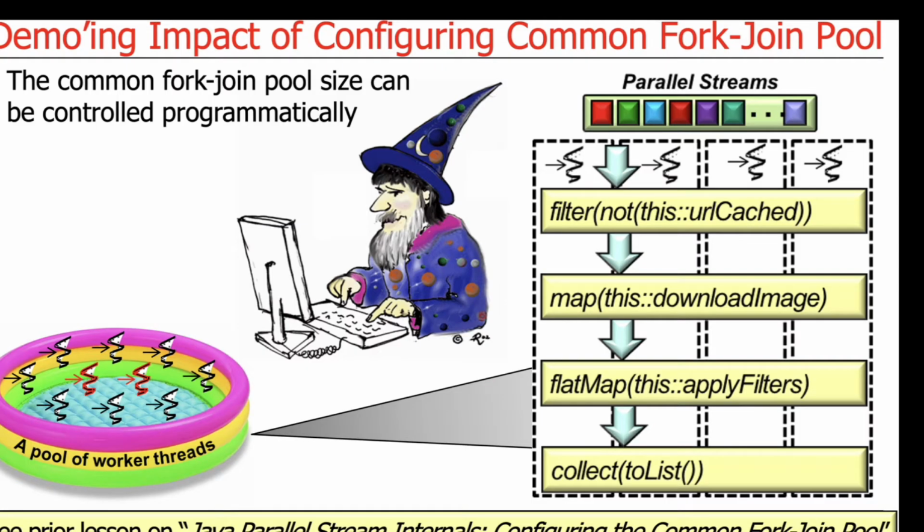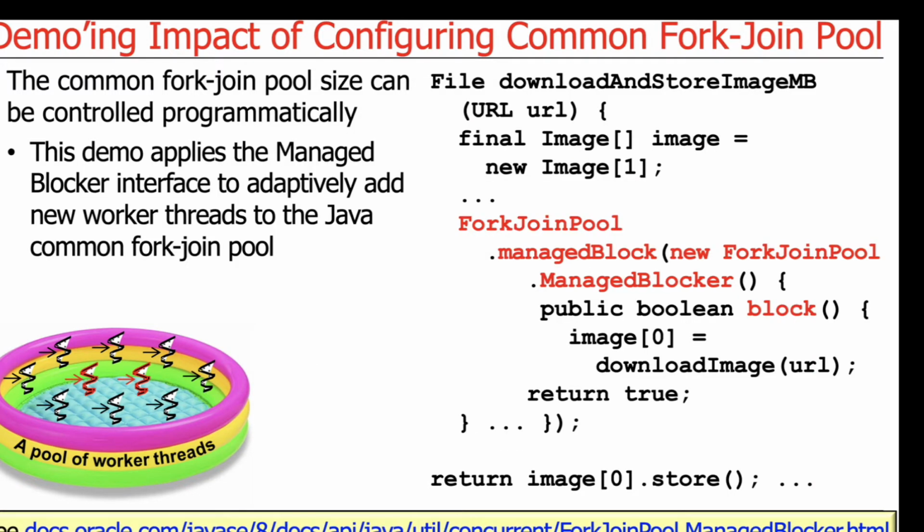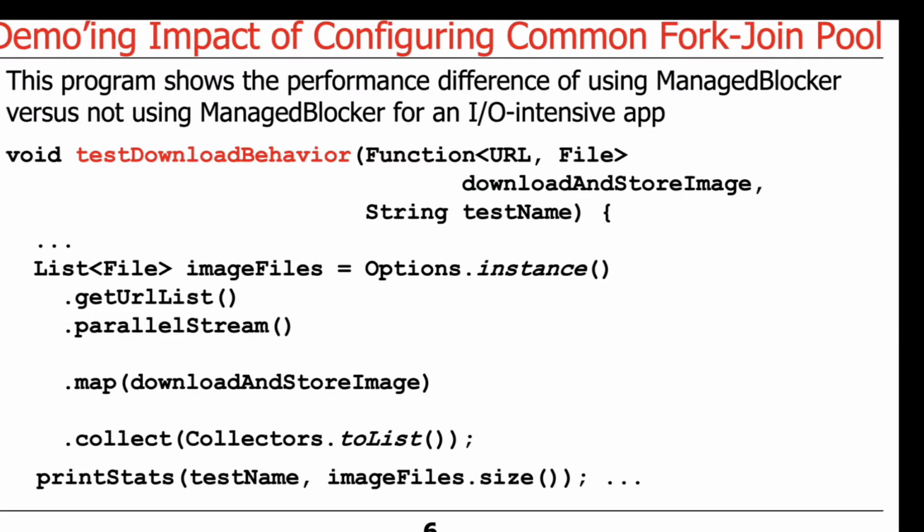So as I mentioned before, you can control the common fork join pool size programmatically. You can do it a couple different ways. We're primarily going to focus here on applying the ManagedBlocker interface, which allows the common fork join pool to adaptively and dynamically add new worker threads as other threads block. So it'll keep growing. The particular example we'll look at, we'll walk through the code in a bit of detail, is called test download behavior.